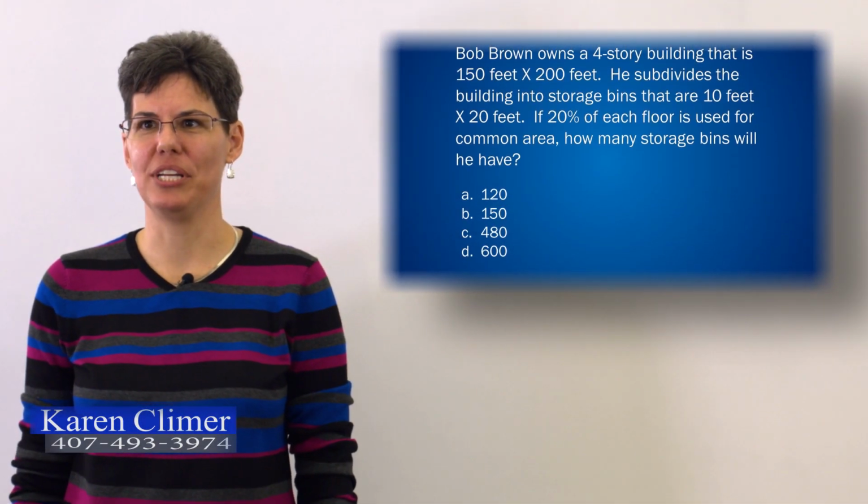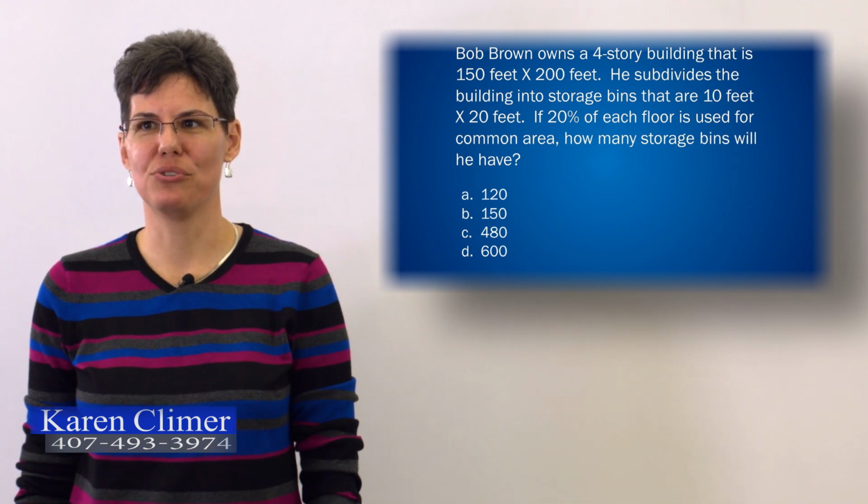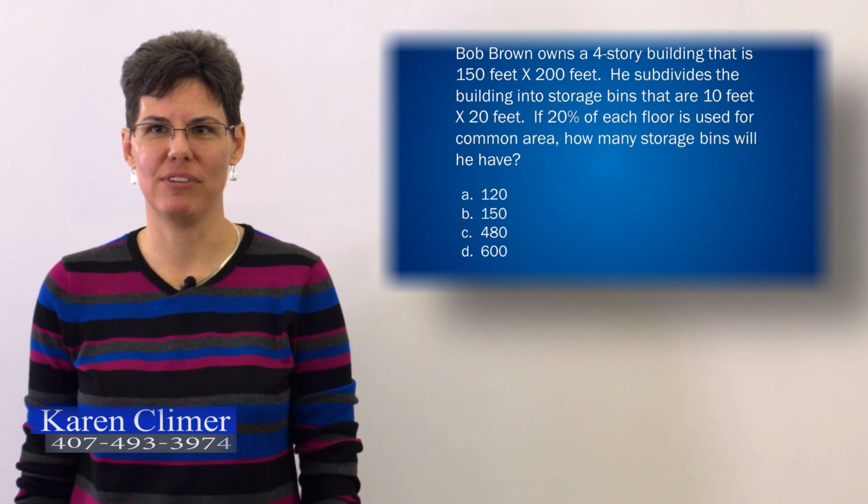This math question is not one that's taught in all real estate textbooks, but it's absolutely one that you need to know. So here's the question. Bob Brown owns a 4-story building that's 150 feet by 200 feet. He subdivides the building into storage bins that are 10 feet by 20 feet. If 20% of the floor is used for common area, how many storage bins will he have?